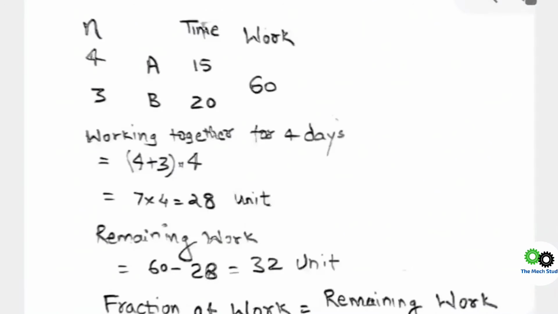So going ahead with the solution, as I have already informed you, you are aware of how to make a format of the particular question. A completes that particular work in 15 days. B completes that work in 20 days. You need to take the LCM and you will get 60. After that, you need to calculate the efficiency. 60 divided by 15, you will end up with 4. Similarly, 60 divided by 20, you will end up with 3. Then you are able to calculate the efficiency of A as well as B.